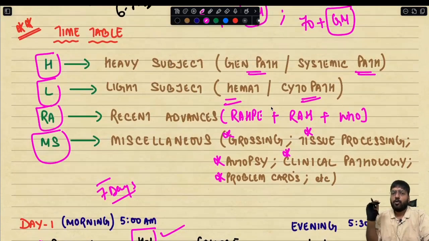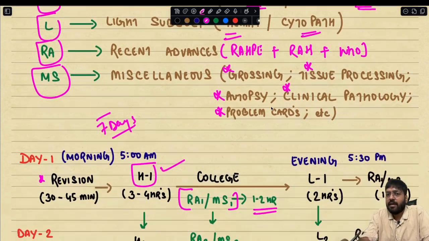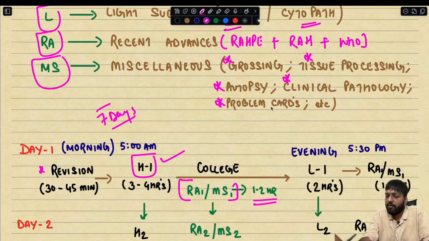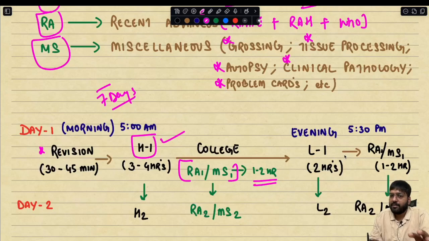For example, today is day 1. In the morning I read general path. Then during the college hours, I read one topic of recent advanced histopathology. You give 1 to 2 hours, whenever you take a break. You try to read for 1 to 2 hours in the college, go to the college library and read.